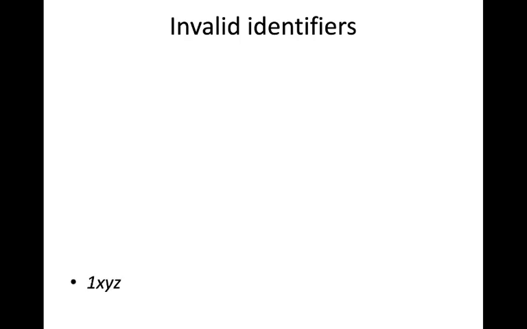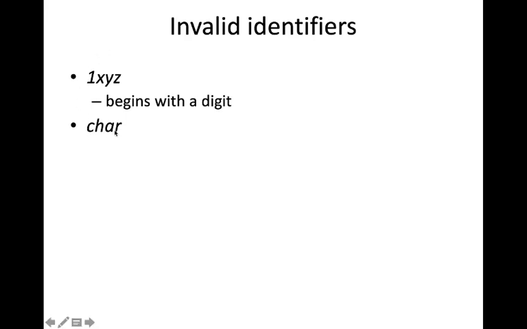Then we will see some invalid identifiers. This is invalid because it starts with a digit. We cannot start an identifier with a digit. This is an invalid identifier because char is actually a keyword. It is one of the 32 reserved keywords in C, so we cannot use it as an identifier. Then x+y is not an identifier because plus is a symbol. We cannot include symbols or special characters inside an identifier.